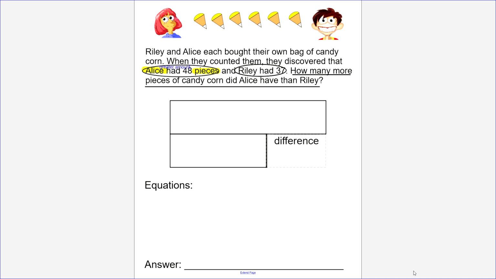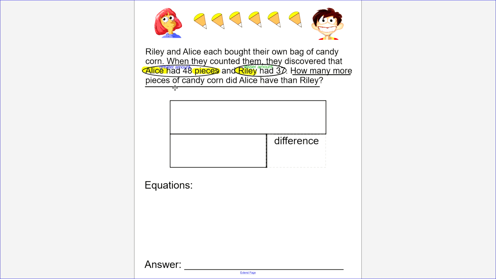So one of my pieces of information is going to be that Alice has 48 pieces of candy. I know that that's my greater amount because that is clearly more than the number of pieces Riley has. Riley only has 37 pieces. 37 is a smaller amount than 48. Since they both have pieces of candy, the one who has the greater amount of candy, Alice, is the greater amount. Riley is the lesser amount because Riley has less candy. Riley only has 37 pieces of candy.